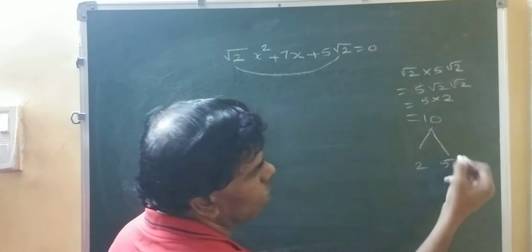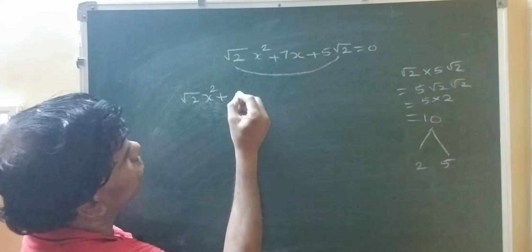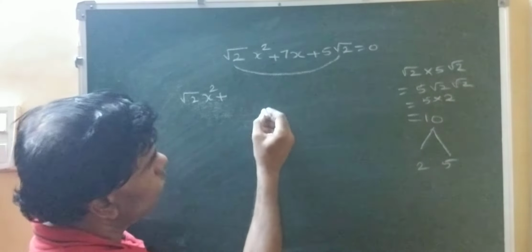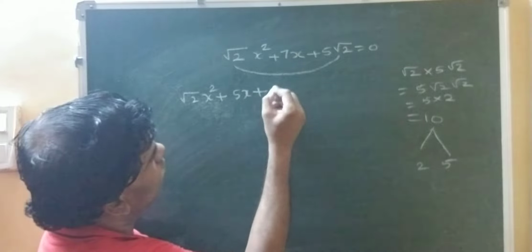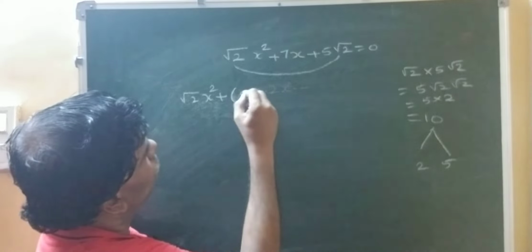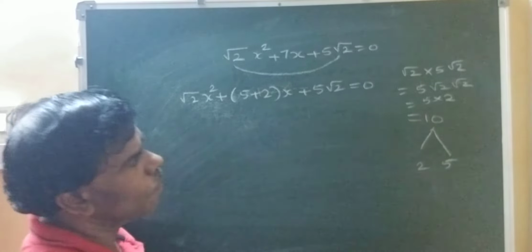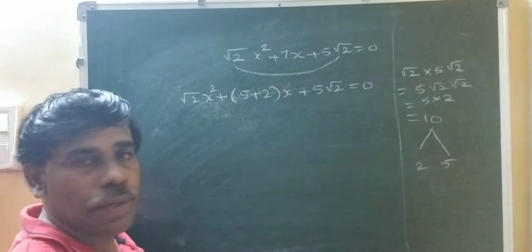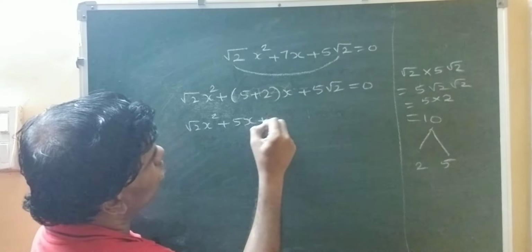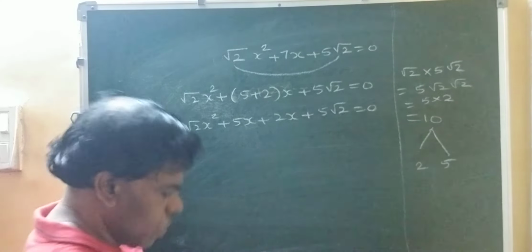So 2 and 5 are the numbers. So root 2 into x square plus 5x plus 2x, as usual, plus 5 root 2 is equal to 0, right? So root 2 x square plus 5x plus 2x plus 5 root 2 is equal to 0.